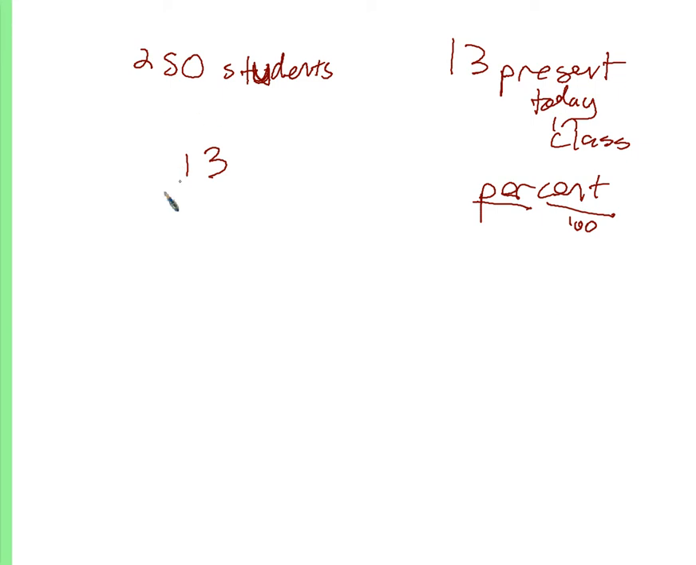The question here is, if there are 13 students in this class and 250 students in the school, then if we broke that down to per 100, for every this many people in the class, there's 100 in the entire student body. What is that number? That's what percent.